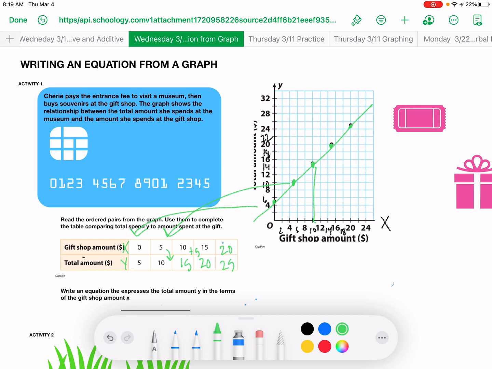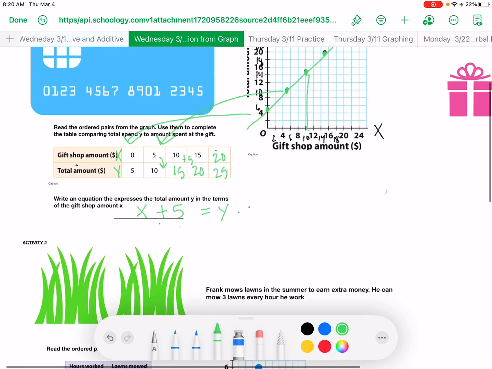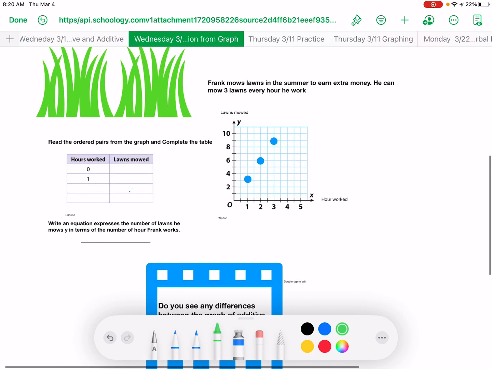Now you can see that we were able to take the points from the graph and fill in our table. You can build your equation by taking your graph and plugging it into your table, and then we'll look at what we had to do to x to get to y. Well, we have our x, and our rule is that we added 5 each time to get to y. So x plus 5 equals y.